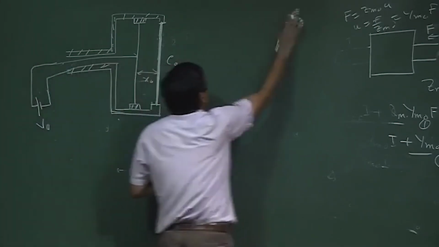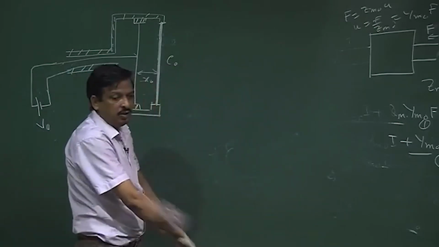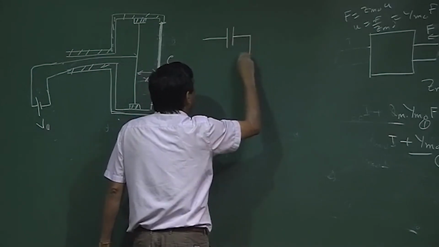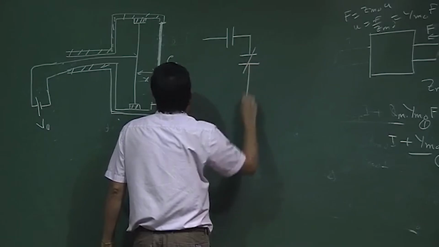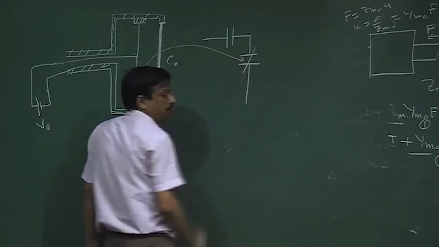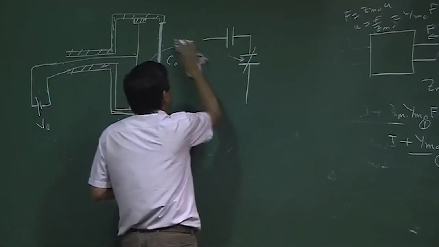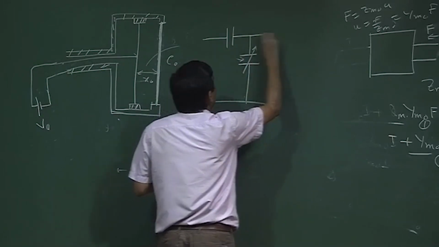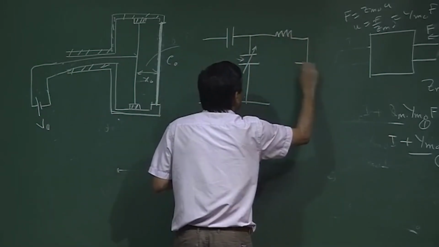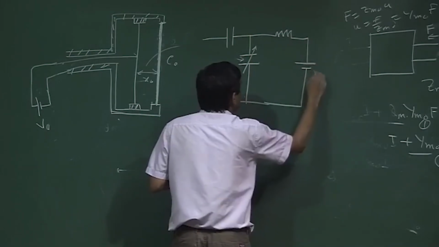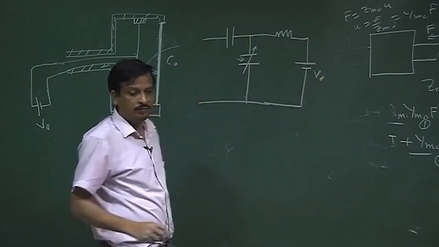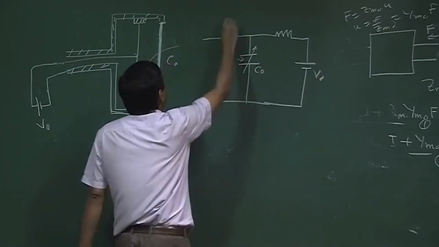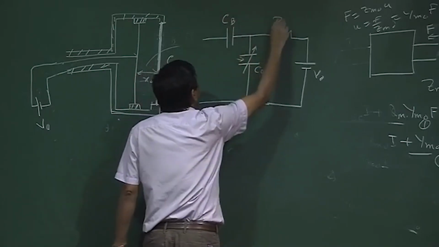So, let us draw the equivalent circuit instead of this. I put a capacitance, and I say this is my variable capacitance C, this transducer is this one. This capacitance is initially charged by putting a voltage V0. The capacitance value is C0, which is variable, and this is CB and this is RB.